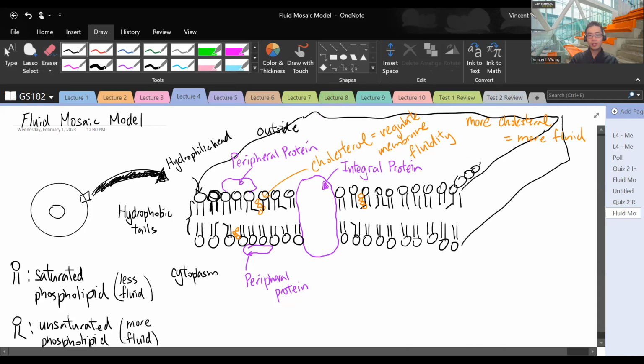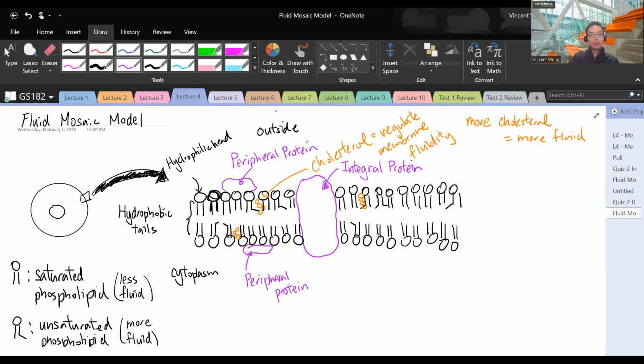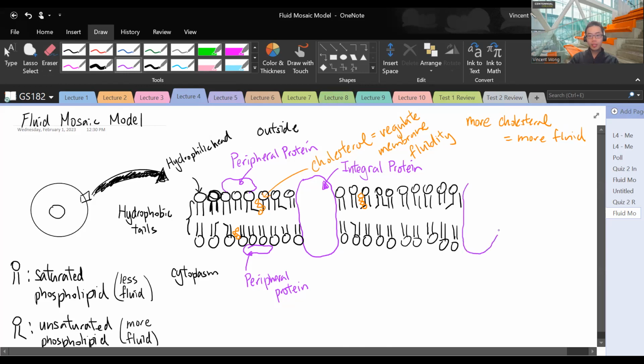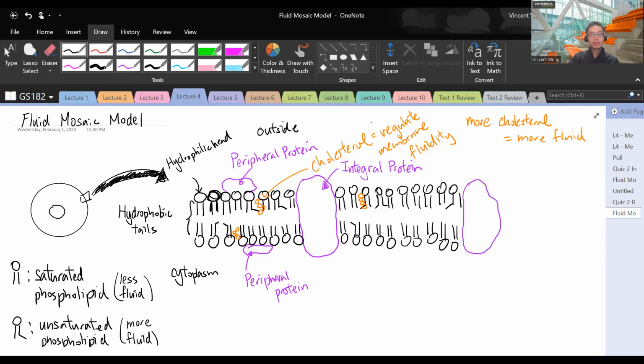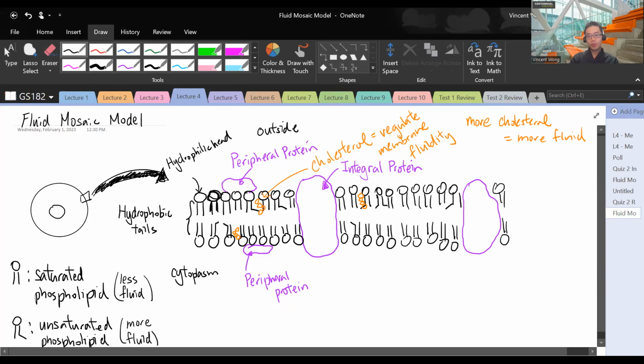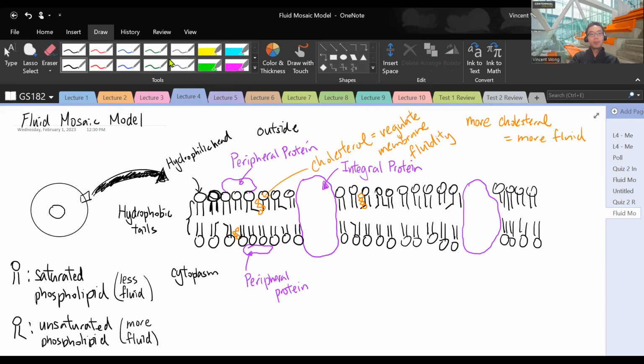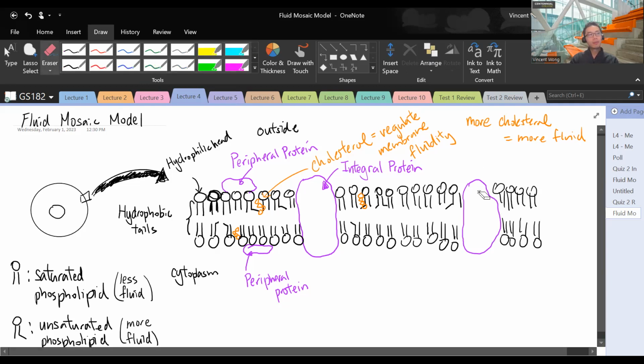And you will have all these heads over here. But we're not gonna draw that, like I said, to keep it simple, right? So why don't we put another protein here? Okay, and then we just draw a little bit more phospholipids. There we go. Some proteins are not by themselves.